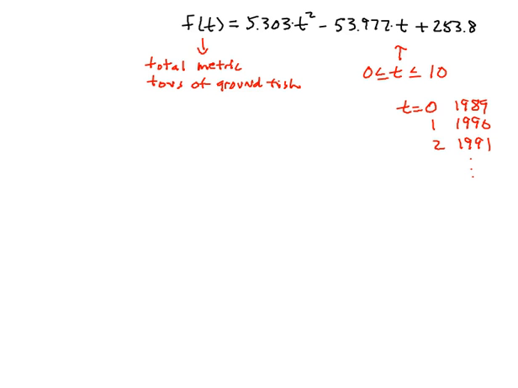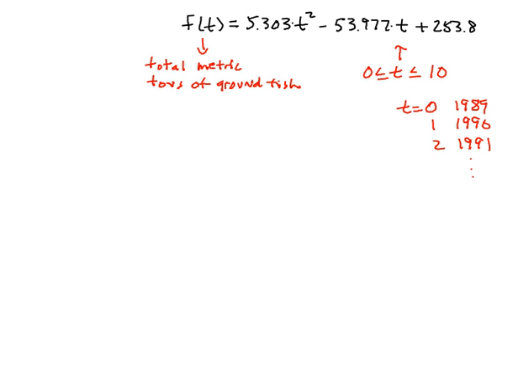I have an applied problem here in fisheries. It says the total groundfish population on Georges Bank in New England between 1989 and 1999 is approximated by the function, and I have it written down there. F of t equals 5.30 t squared minus 53.977 t plus 253.8.